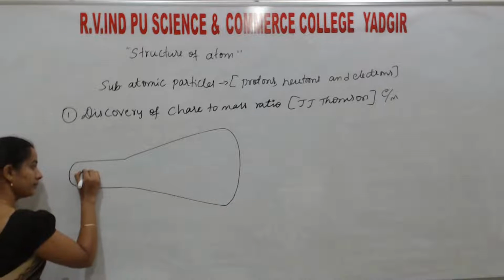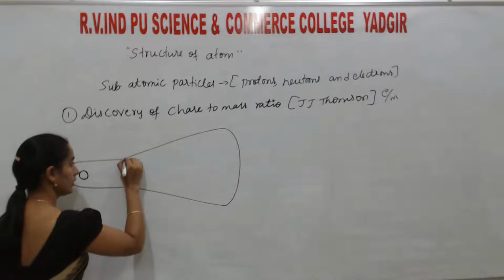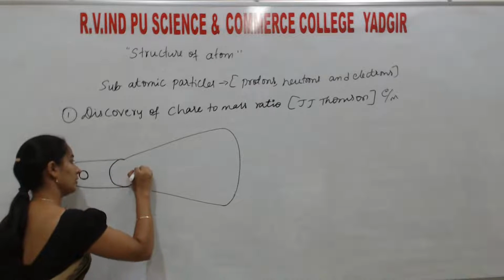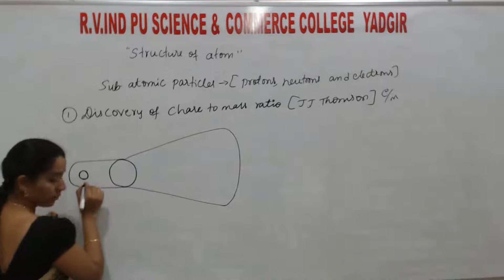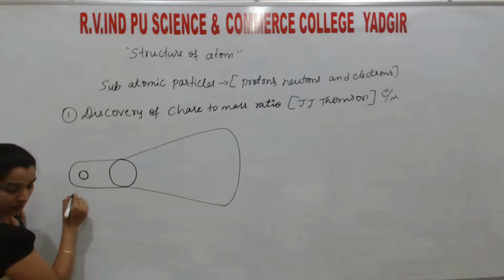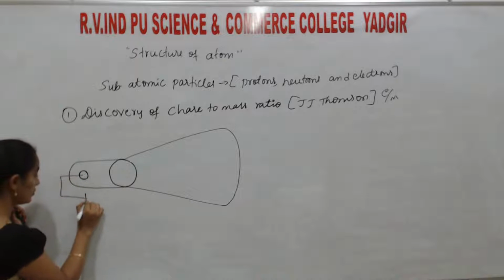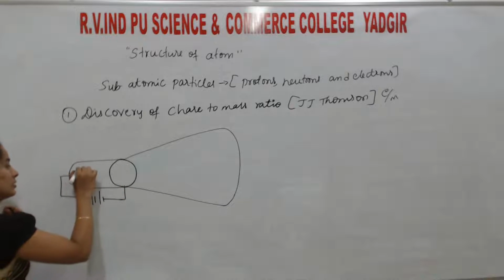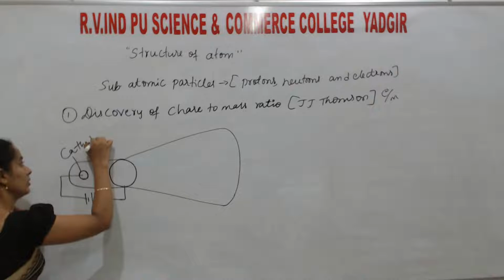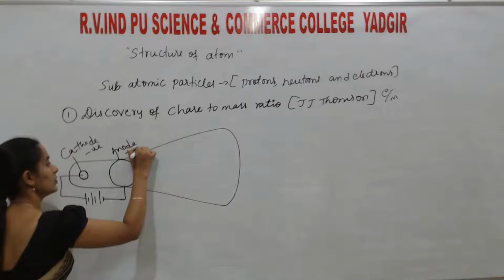Here an electrode is there, and here another electrode is there. These are externally connected to a battery. Same as before. This one is the cathode and this one is the anode. This one is negative in charge, and this one is positive in charge.